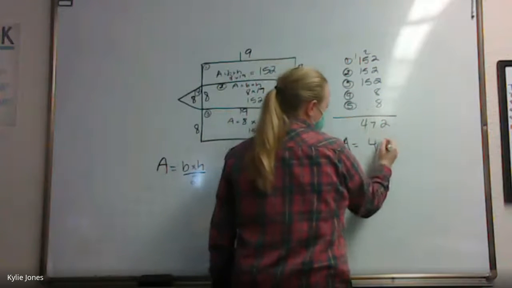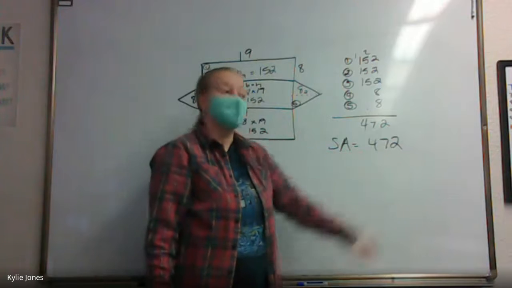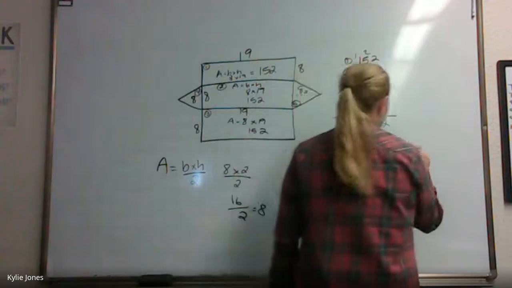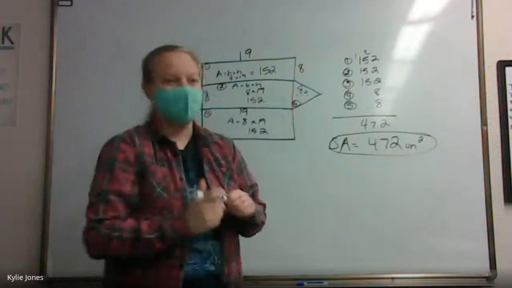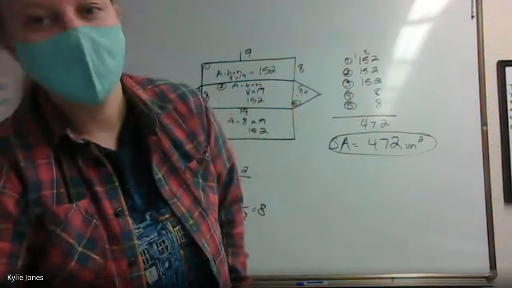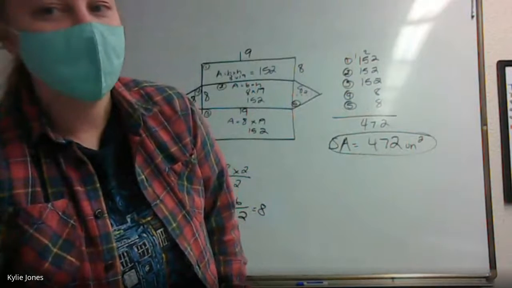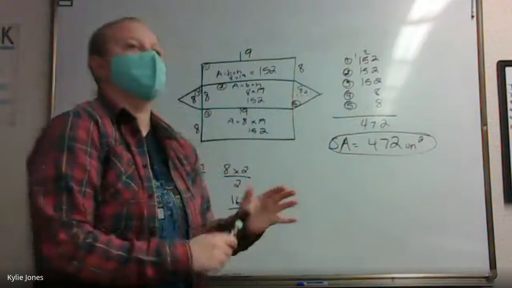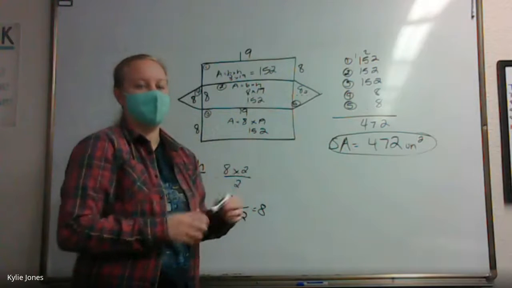Yep, 472. What's my units though on this? Units squared, because we did not write units on there. Is it inches? Yeah, inches, whatever the units were. So overall, how is the idea of surface area going for you guys? Find all the areas, add them up.